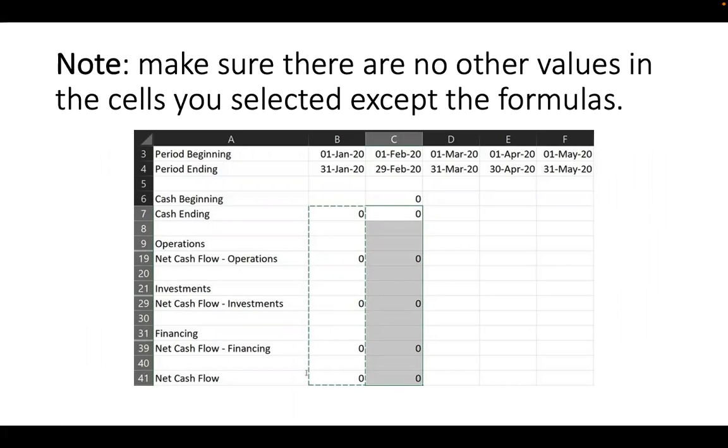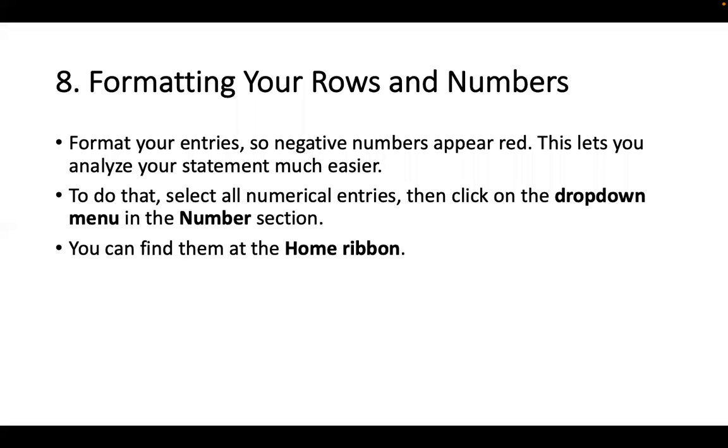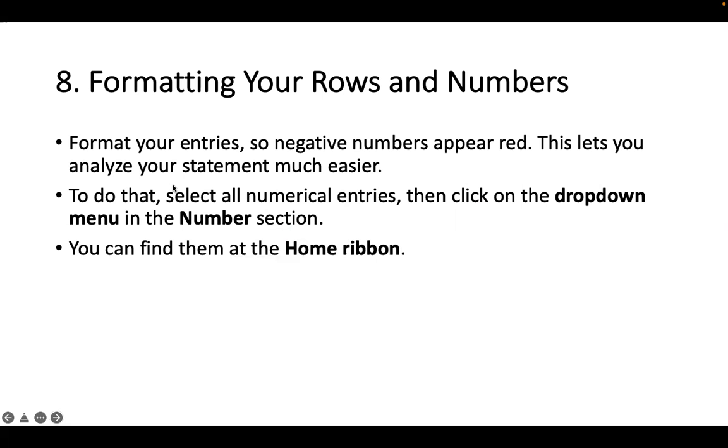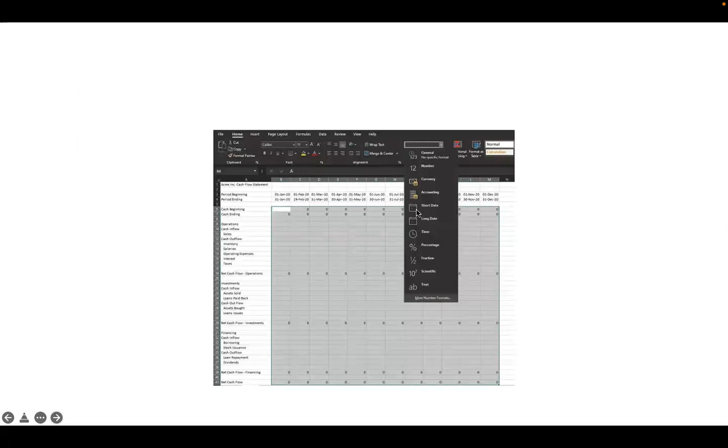Drag it till the last, so Excel will automatically put the values. Formatting: I had a session on it, on how we have to format our Excel. Format your entries so negative numbers appear red. This lets you analyze your statement much easier. In formatting, you can make negatives red or put them in brackets. To do that, select all number entries, then click on the drop down menu in the number section. You can find it in the Home tab. So this is how it is done.